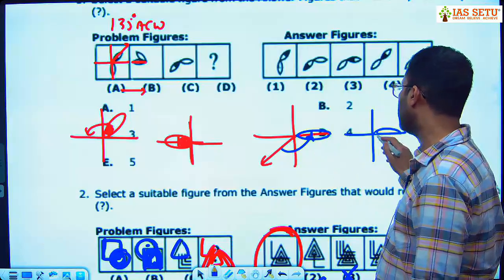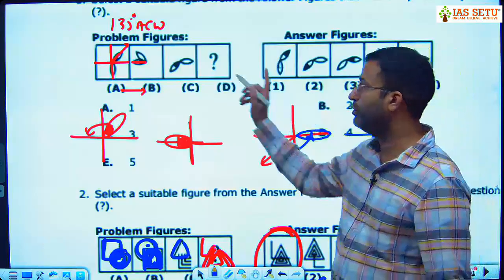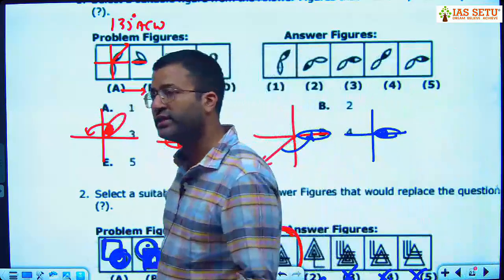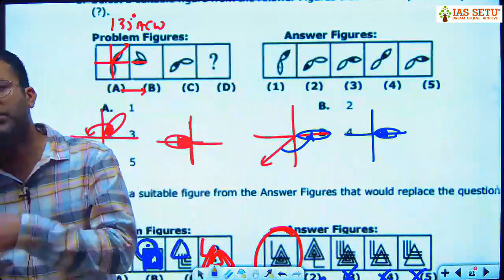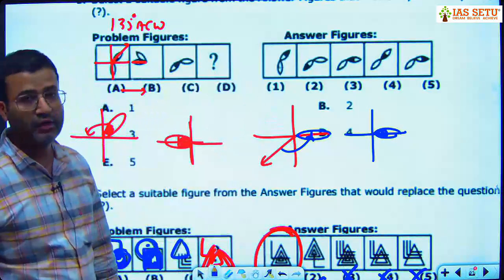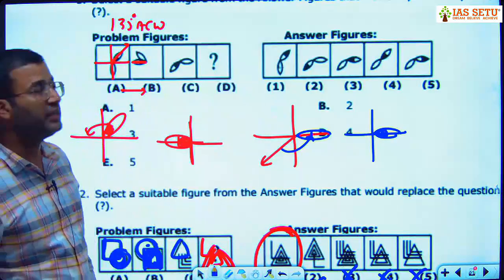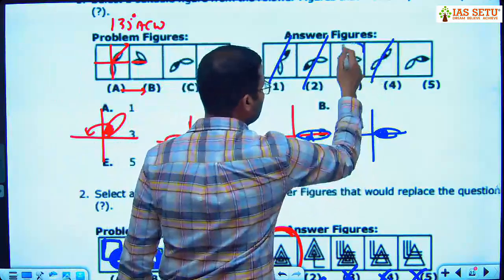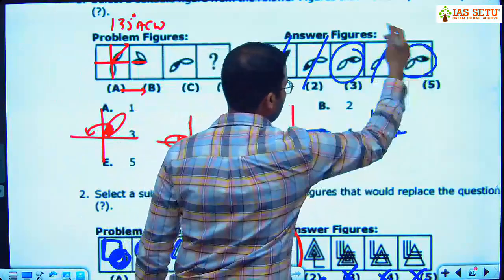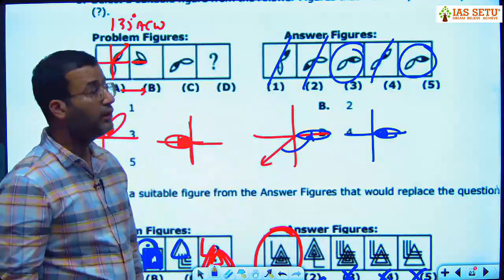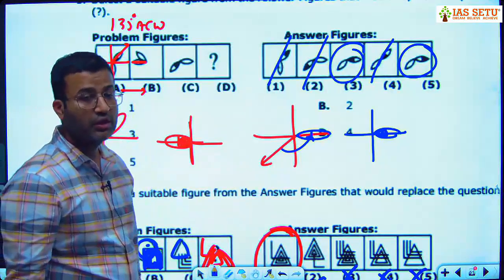So our required answer is shaded loop will be in the east direction because you have to apply the same change. जो A से B के बीच में change है, same change we have to apply from C to D, 135 degree anti-clockwise. So shaded loop has to be in east direction. That's why 1 wrong, 2 wrong, 4 wrong. Either answer is 3 or 5. But you check 3 or 5, blank loop is same. Tell me what is correct answer. Why 5 is wrong?